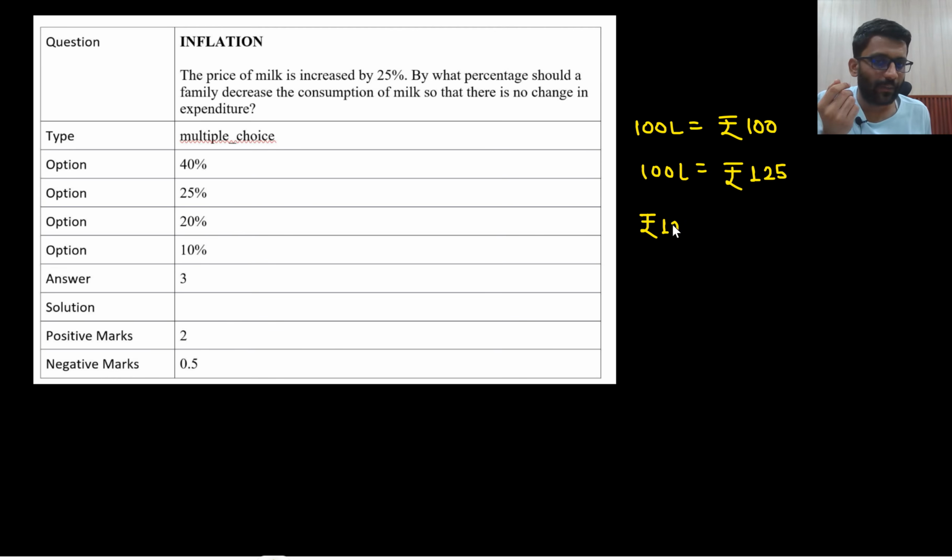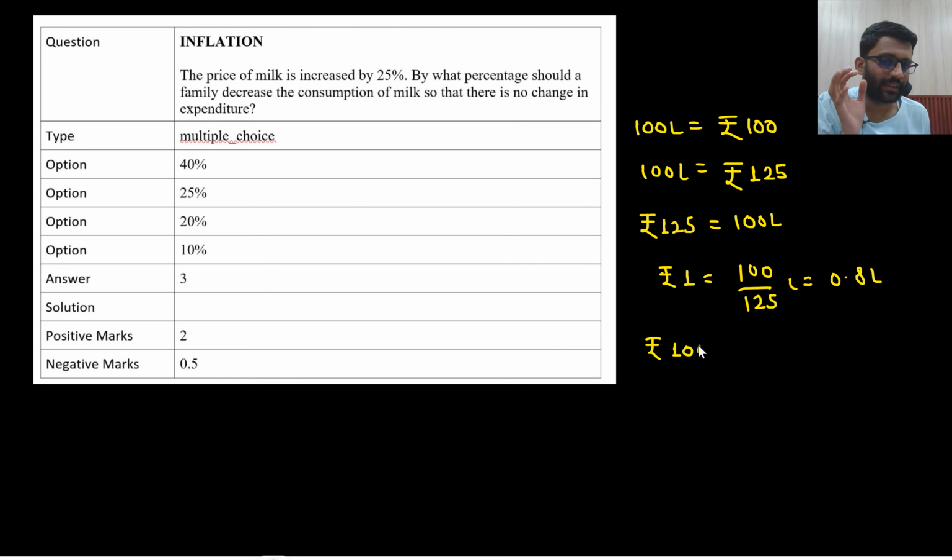Currently for 125 rupees they are getting 100 liters. But they don't want to change the expenditure. They will spend 100 rupees only. So for 1 rupee how much are you getting? 100 by 125, that is equal to 0.8 liter. So for 1 rupee you are getting 0.8 liter. So for 100 rupees, since they are not going to change the expenditure, you will be getting 80 liters only.